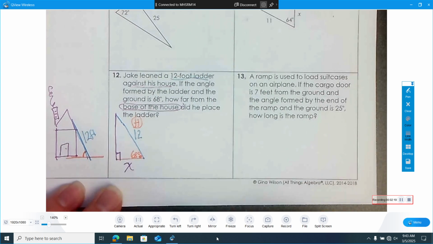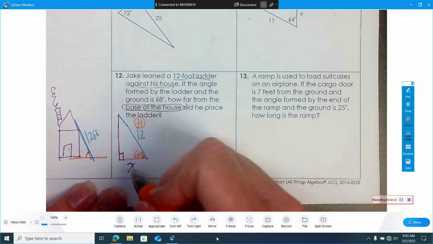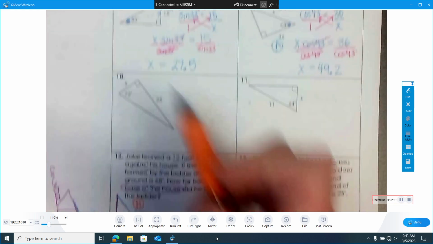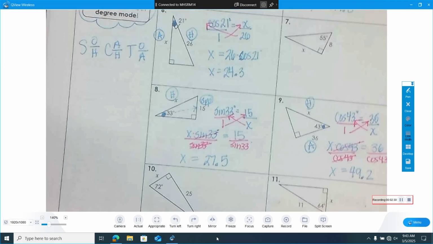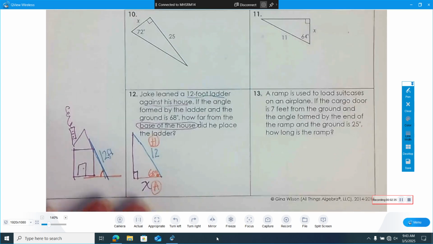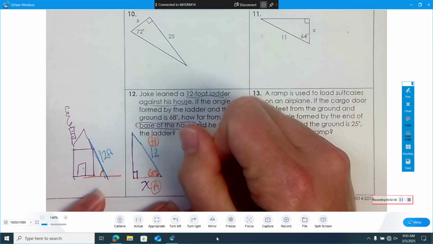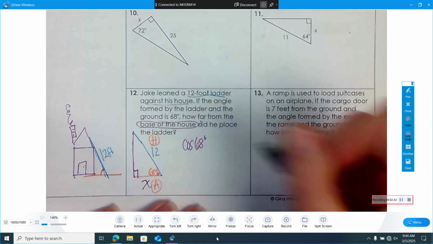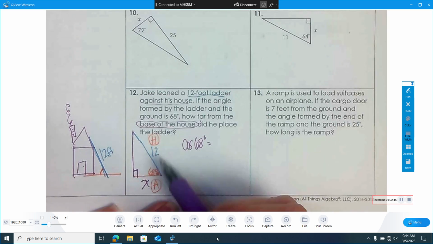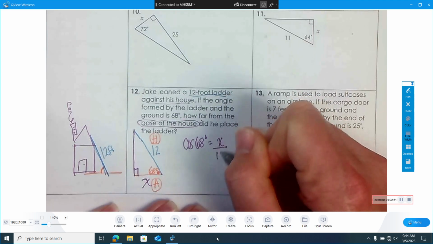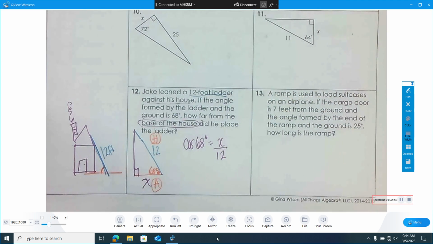What's the x side that we can give it a label? Adjacent. Yep, that would be the adjacent to the 68 degrees. If we have adjacent and hypotenuse, that's cosine right here. So we're going to set up a cosine ratio. Cosine of our 68 degree angle is equal to adjacent over hypotenuse. Adjacent over hypotenuse is going to be x over 12. Beautiful. So there's our setup, and then how do we solve?